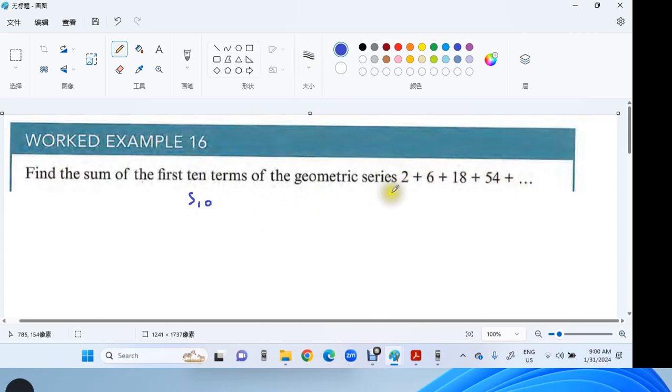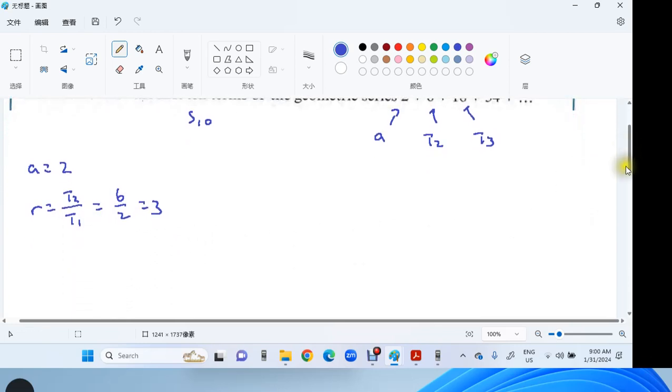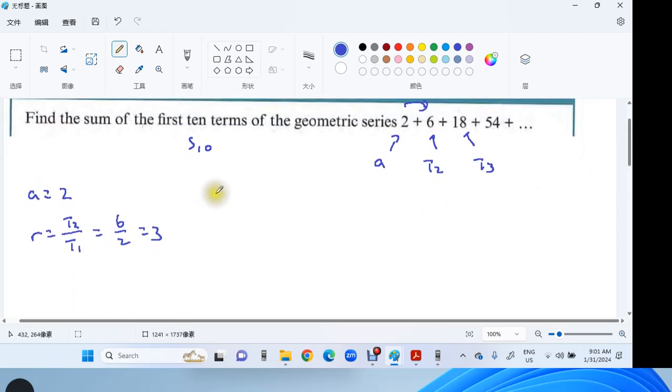From here, we know that this is the first term, this is the second term, and this is the third term. What happened here is multiplied by 3. So the A here is 2. The R will be the second term divided by the first term, that is 6 over 2, that is 3. So the question wants us to find S10.